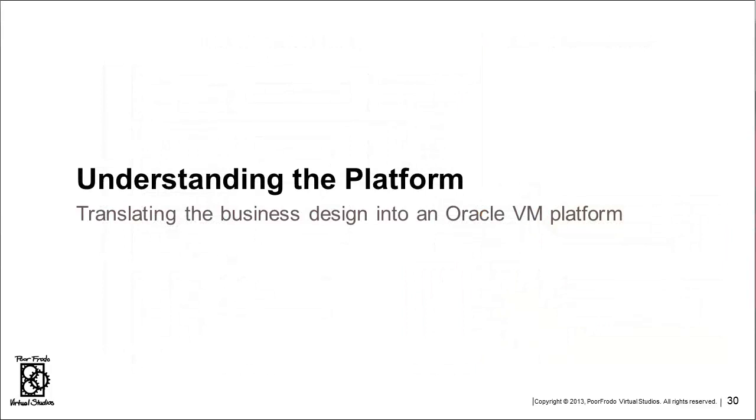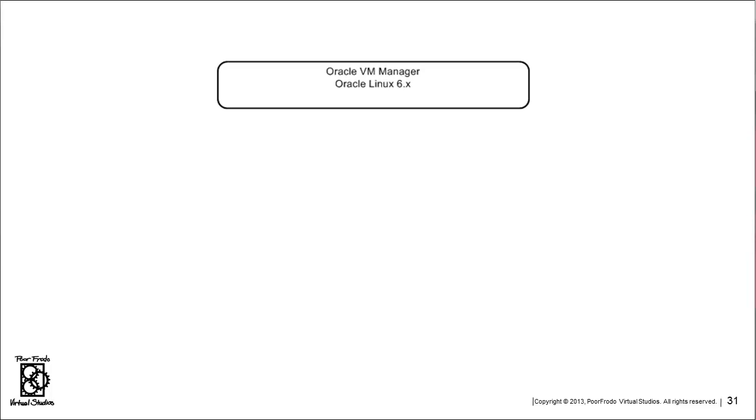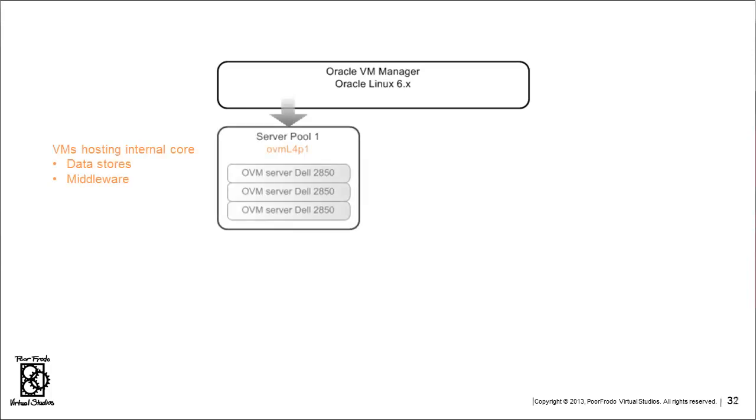Now, once we understand what will be required of the network infrastructure at a high level, we can begin to translate the requirements into the network infrastructure plan for our Oracle VM platform. Let's begin with the Oracle VM platform that we'll be using throughout this video series. Our platform begins with Oracle VM Manager installed on a server or virtual machine running Oracle Linux 6. In our case, the Oracle VM Manager is installed on a virtual machine running Oracle Linux 6.